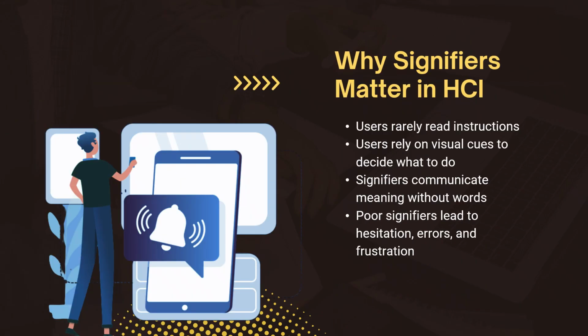In human computer interaction, we assume one very important thing: users do not read instructions. They scan, they interpret, they guess based on experience. Signifiers are how designers communicate with users without words. Now, if a user clicks the wrong thing, it's usually not because the user is bad at technology, it's because the signifier failed.